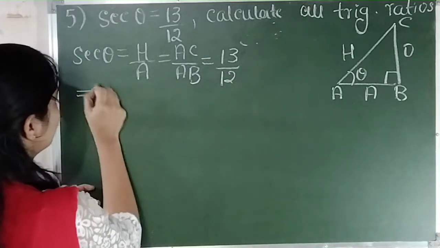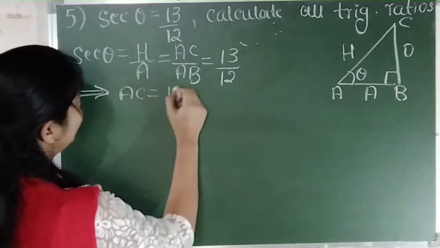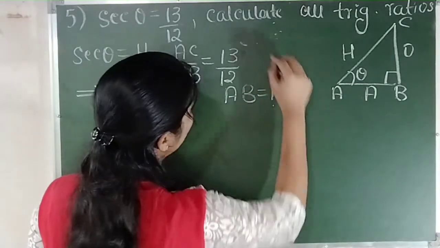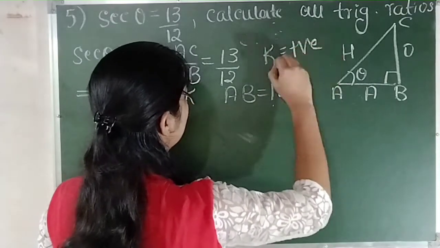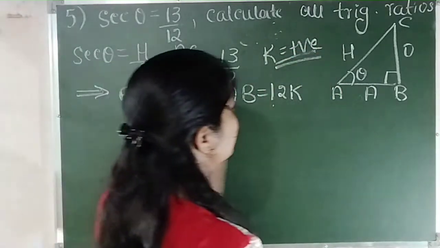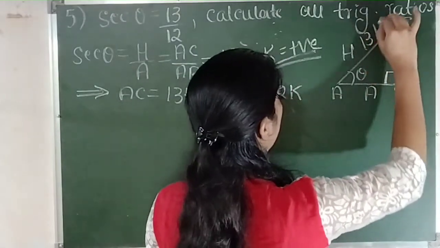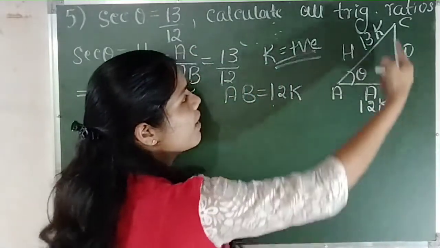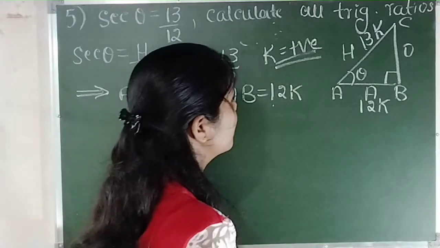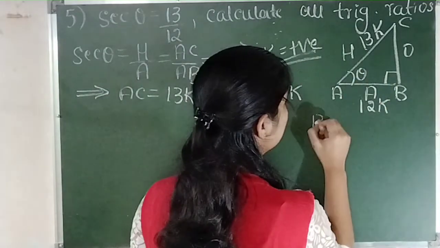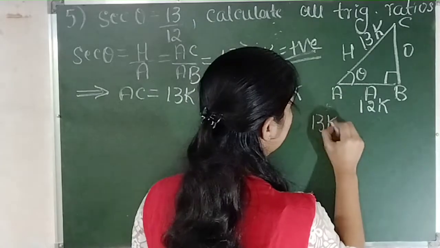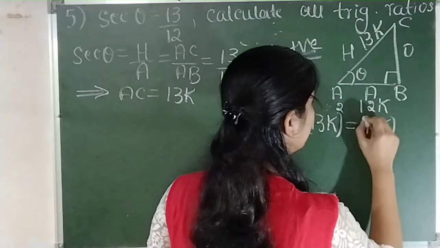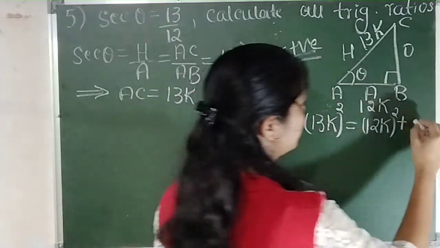So this implies AC is equal to 13 into K and AB is equal to 12 into K, where K is a positive integer. AC is equal to 13K and AB is equal to 12K. Now we need to find the value of BC. So apply Pythagoras theorem. So AC square, that is 13K square, is equal to AB square, 12K square, plus BC square.